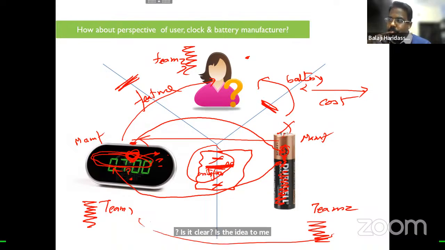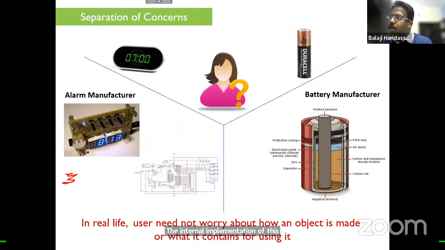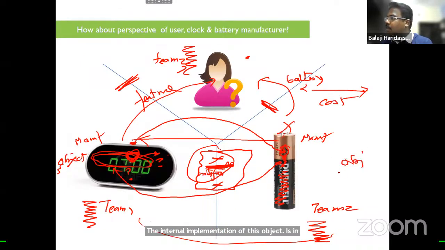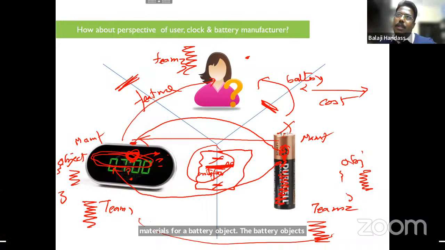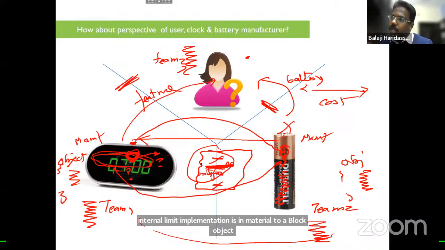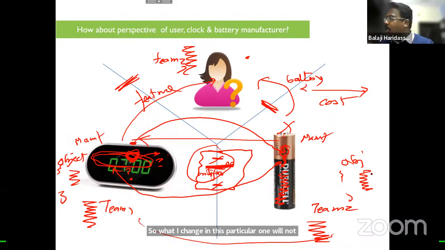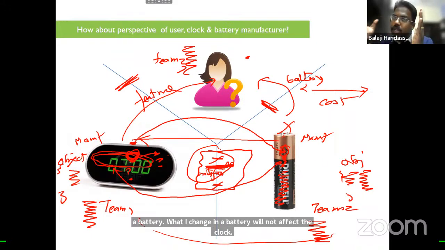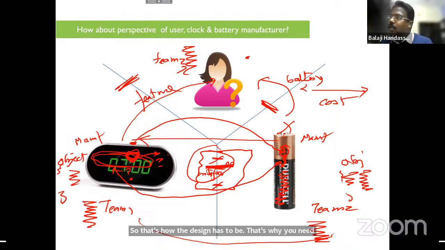Yes, sir. Absolutely. This is a very important idea to think about in software design. When you create an object like this, the internal implementation of this object is immaterial for a battery object. The battery object's internal implementation is immaterial to a clock object. Clear decoupling. What I change in this particular one will not affect the battery. What I change in the battery will not affect the clock. That's how the design has to be. That's why you need an object. That's why you need a class.